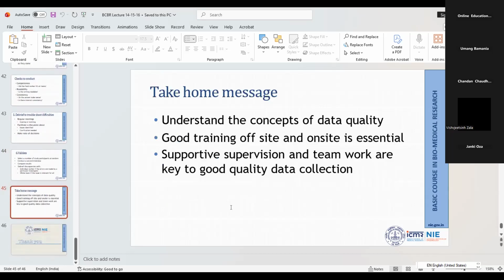So what take home message here about the data collection tool is understand the concept of data quality and then form the data collection tool. Good training of off-site and on-site is essential of our staff members. Then supportive supervision and teamwork are key to good quality data collection.